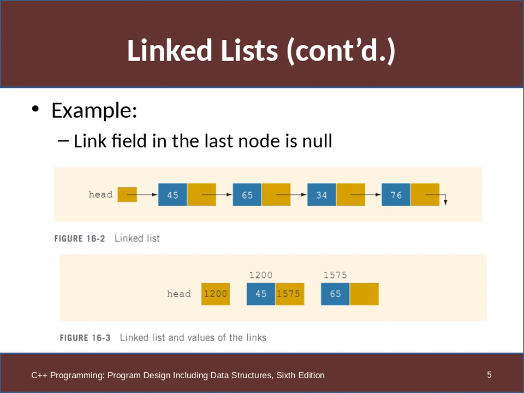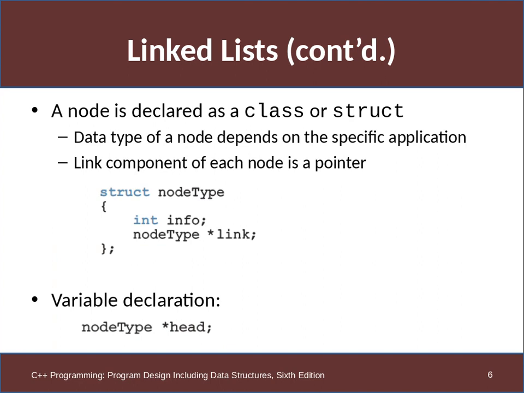And this slide is unfortunately confusing, which is why I don't like it. But what they're trying to point out is that head contains the memory address 1200. At memory address 1200, you have the value 45, and then next to it, you have a pointer to the memory address 1575. You jump over to that one, and then there's 65, and I guess empty is empty. But it really should be hex, because then we can easily tell the difference between the two.